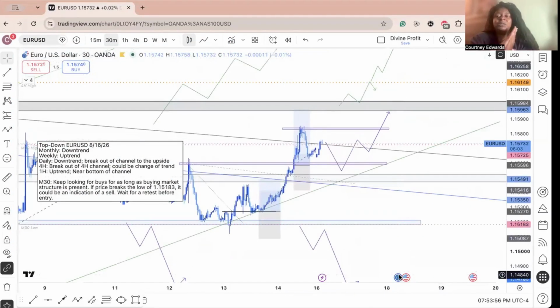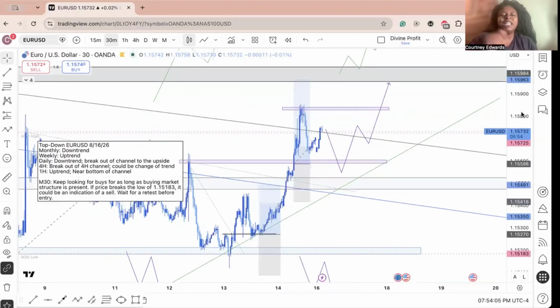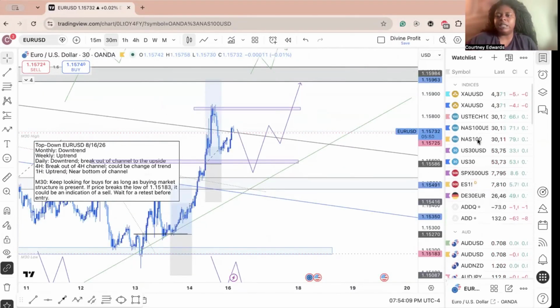If you have questions, please leave them down in the comments below so I can make sure I'm explaining this clearly to you guys. But that's my analysis for EURUSD. So now let's take a look at NAS 100.